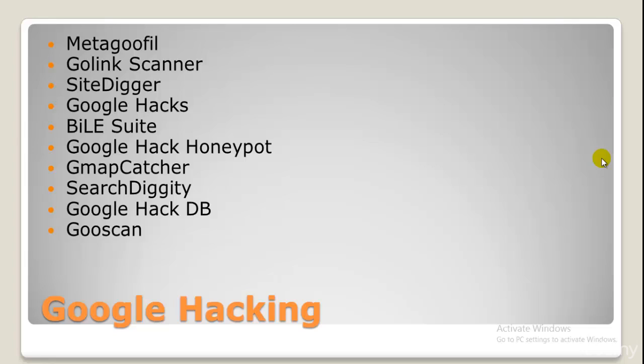Then we have Google Hack Honeypot, which is the reaction to a new type of malicious web traffic, and it is a search engine for hackers. You can check it at ghh.sourceforge.net. GHH implements the honeypot theory to provide additional info security to your web presence. We have Gmap Catcher, Search Diggity, Google Hacking Database, as I showed you, and finally GooScan. GooScan is a tool that automates queries against Google search appliances, and these queries are designed to find potential vulnerabilities on your websites. So that would be it for this tutorial.